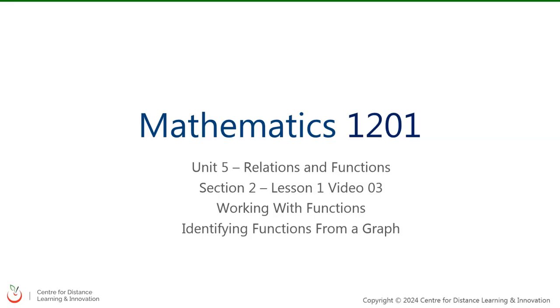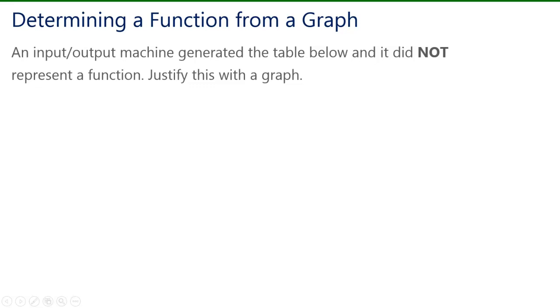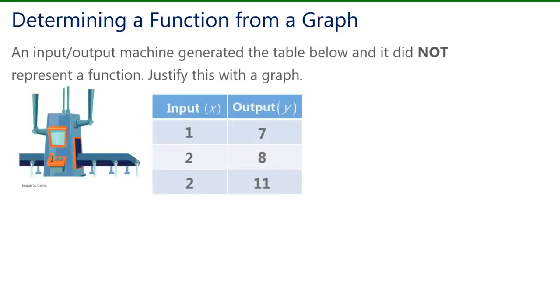In this video, we will be identifying functions from a graph. An input-output machine generated the table below and it did not represent a function. Justify this with a graph.